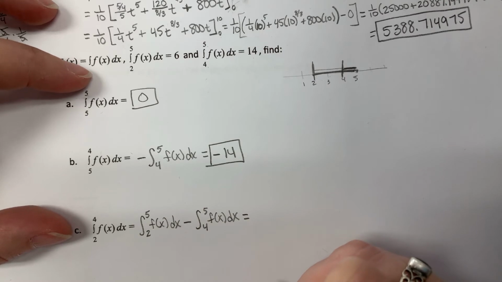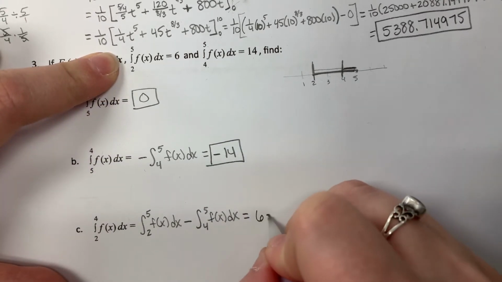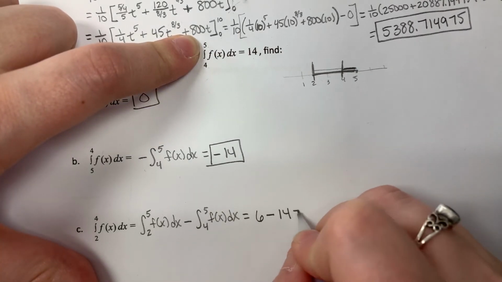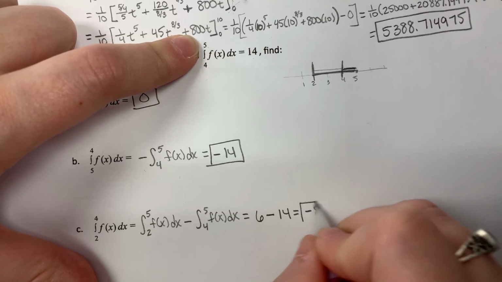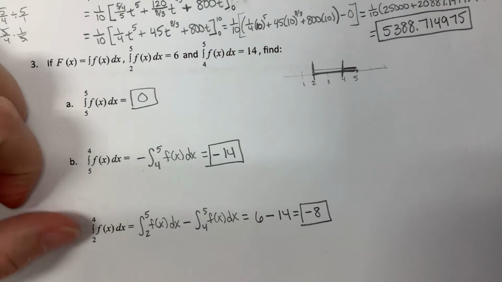Okay, well, I gave you both of those. So the integral from 2 to 5 was 6, and I'm going to subtract away that area from 4 to 5, which was 14. So this one ends up negative 8, which seems kind of weird, but that just means I had an area that was under the x-axis, and that's okay.